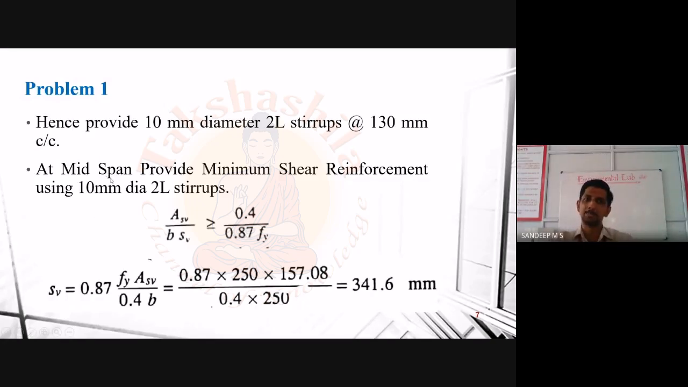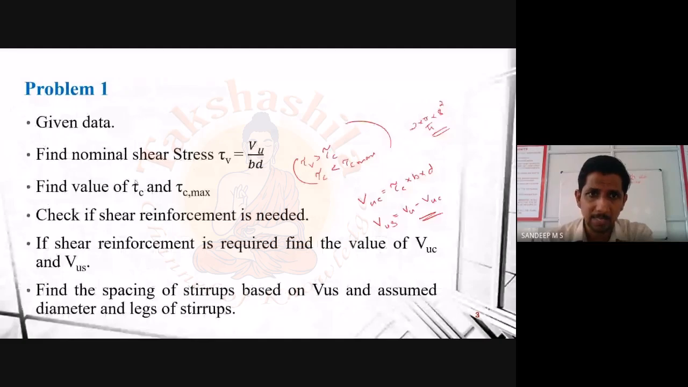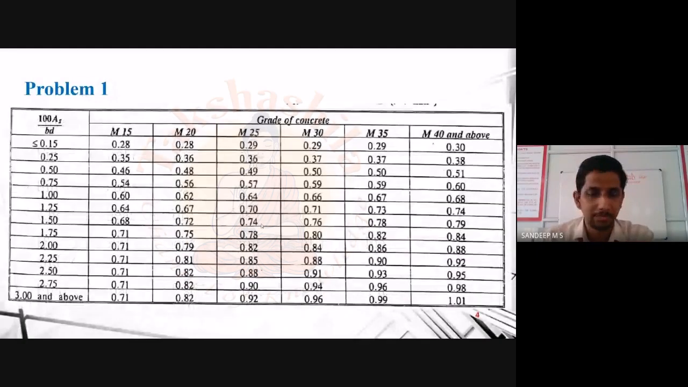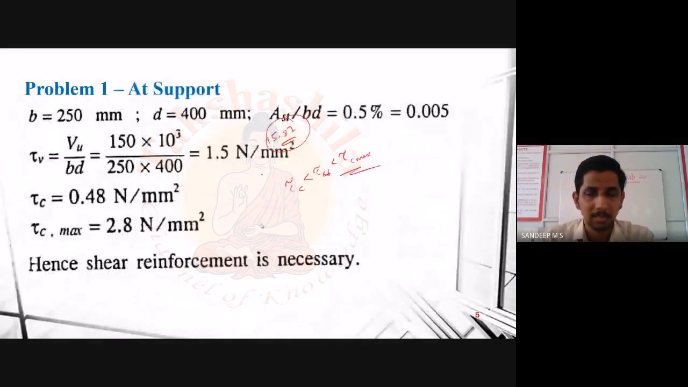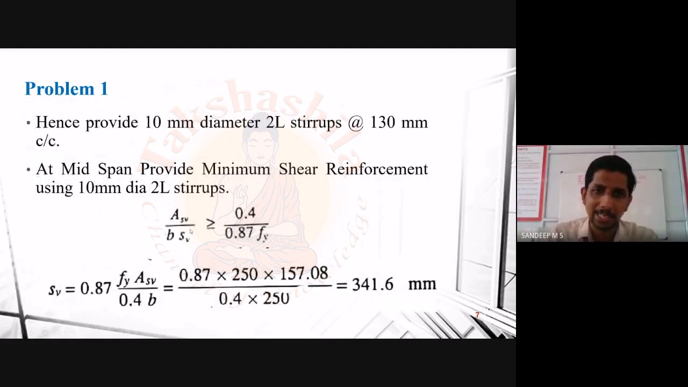In a similar fashion, you are also supposed to design the minimum shear reinforcement at the mid-span. It is directly mentioned that you can go with the minimum reinforcement at the mid-span. As per clause number 25.1.5.6, I hope that was correct, or 25.5.1.6, please refer to the correct clause, there you have this expression ASV by B into SV greater than or equal to 0.4 by 0.87 Fy. And you have already finalized the legs and diameter of the bars, that is 10 mm diameter and 2-leg stirrups.